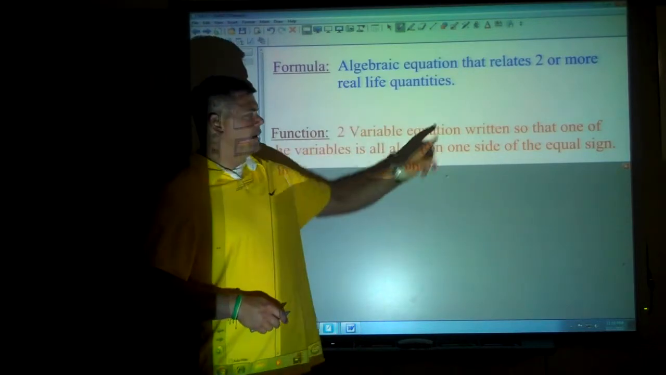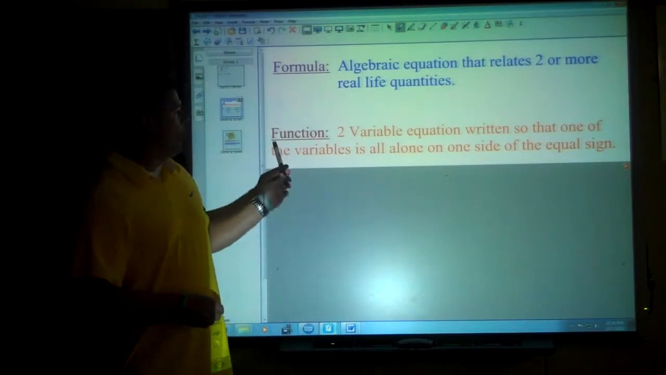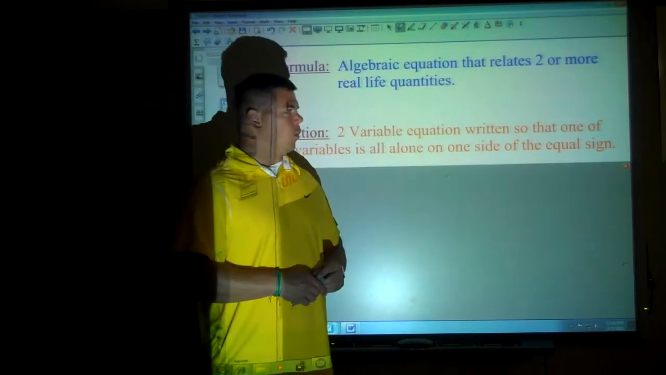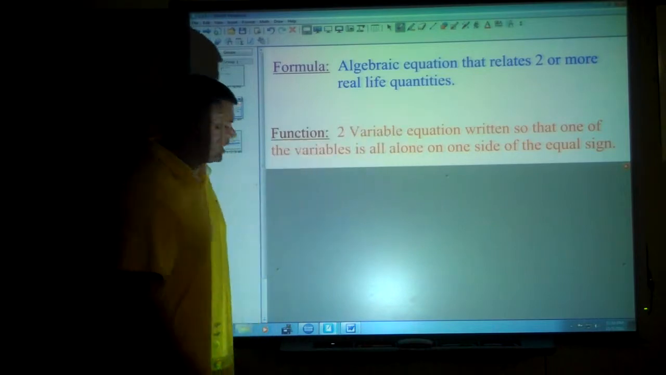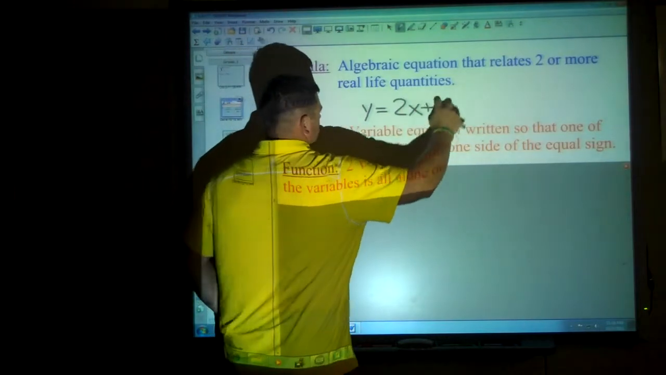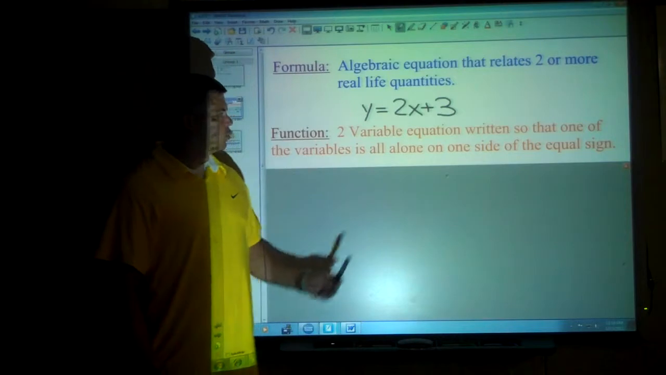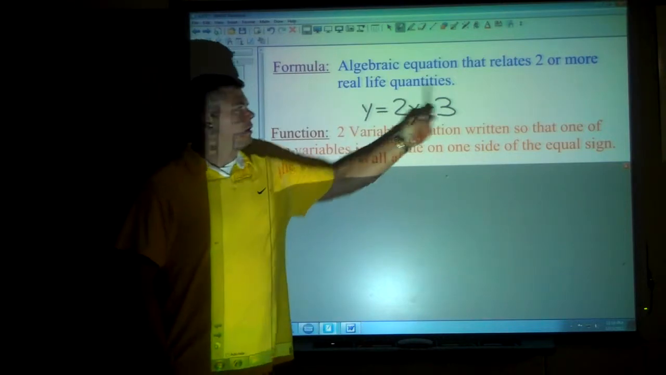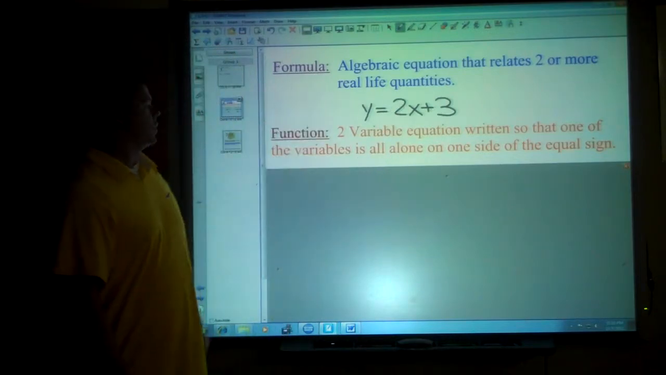A function is a 2-variable equation, maybe x and y, maybe a and b, written so that one of the variables is all alone on one side of the equal sign. Now the ones we worked on earlier when we were making our input-output tables look very similar to this. Y equals 2x plus 3. That was a function. It has 2 variables. It's written so that one of the variables is all by itself on one side, equal to the expression of the other variables. Right? So that's an example of a function.